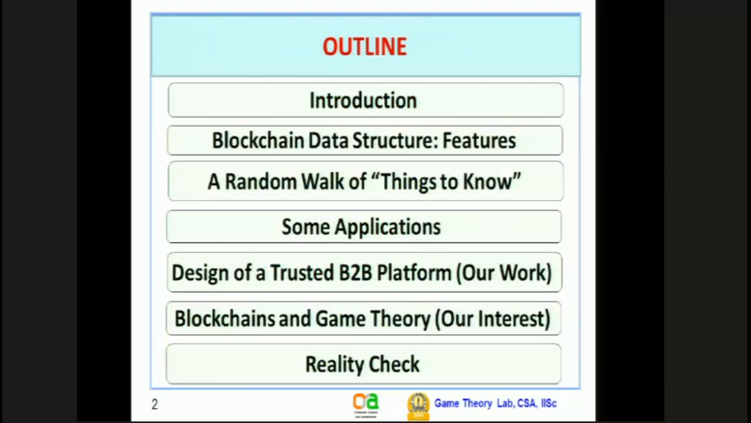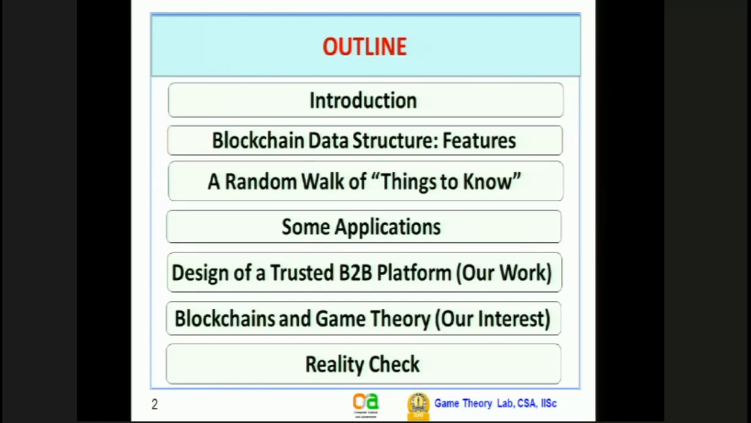So here is an outline of my talk today. We'll have a little introduction. Then we'll talk about the blockchain data structure. Then I think there are a few things which are very important to know when we talk about blockchains. So we'll take a random walk of some things to know. Then we'll look at some applications. So the title contains industrial and societal applications, so I will try to give such applications.